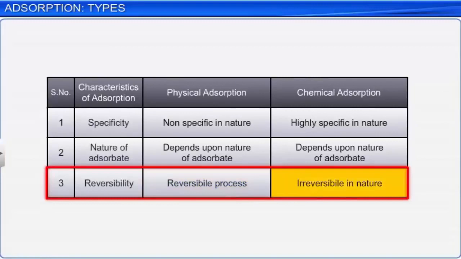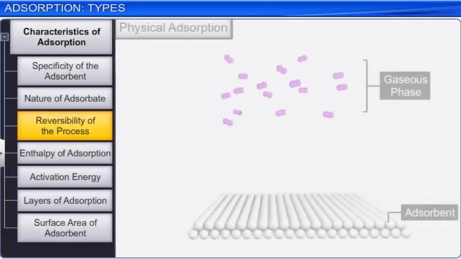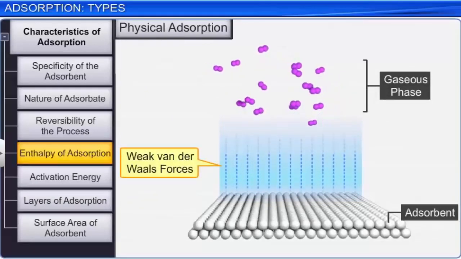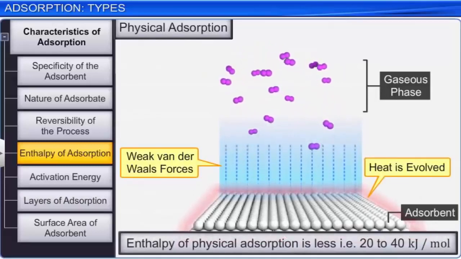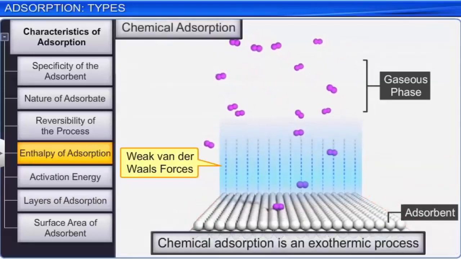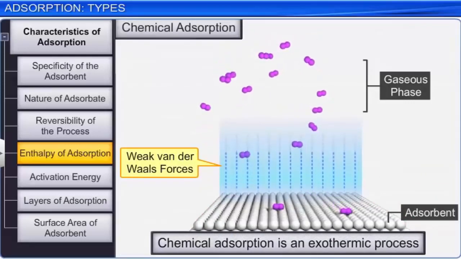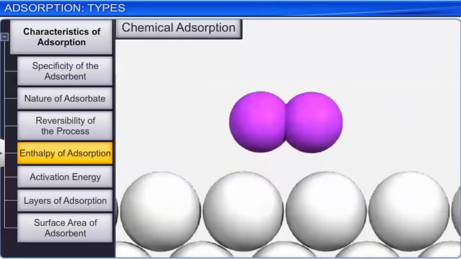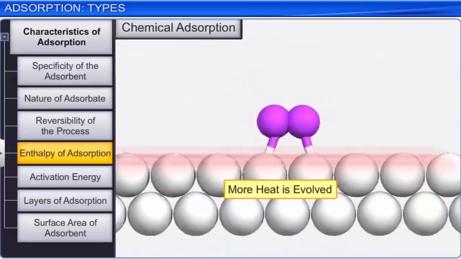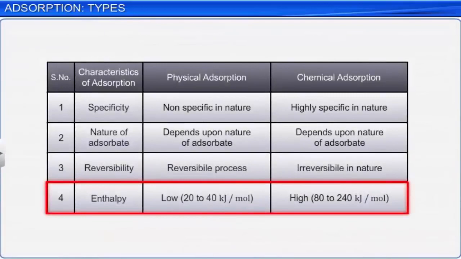Next, let us discuss the enthalpy change associated with physical and chemical adsorption. In physical adsorption, since the van der Waals forces of attraction are weak, the heat evolved or the enthalpy of adsorption is very little, around 20 to 40 kilojoules per mole. Chemical adsorption is also an exothermic process. However, in chemical adsorption, surface compounds form, and the forces involved are similar to chemical bonds. Thus, a relatively high amount of heat is evolved, about 80 to 240 kilojoules per mole. Therefore, we see that the enthalpy of physical adsorption is low, whereas the enthalpy of chemical adsorption is very high.